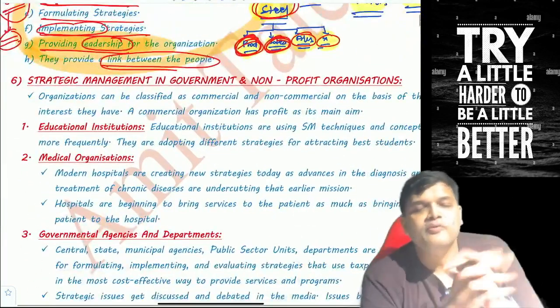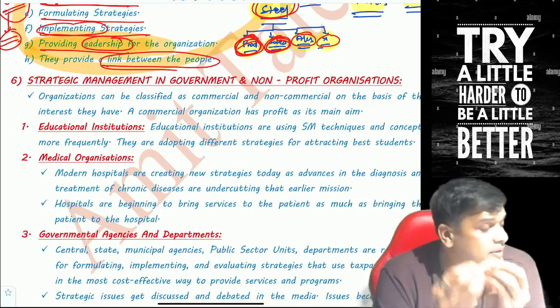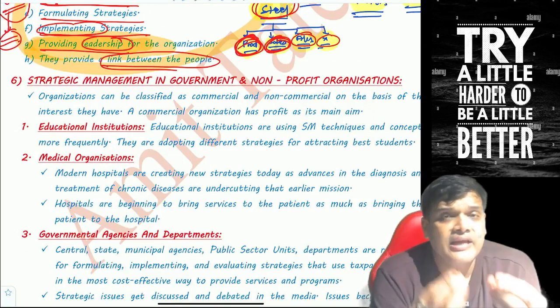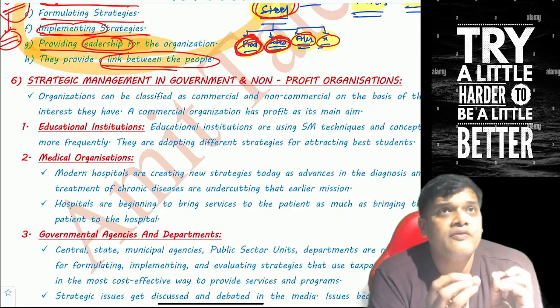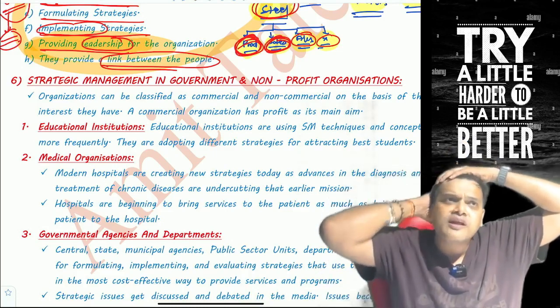And the last question for chapter 1 is strategic management in government, non-profit, or non-government organizations. When I'm discussing strategic management in non-government or non-profit organizations, what is the big deal? The basic problem is what? The problem is that non-profit organizations' motive is not profit.